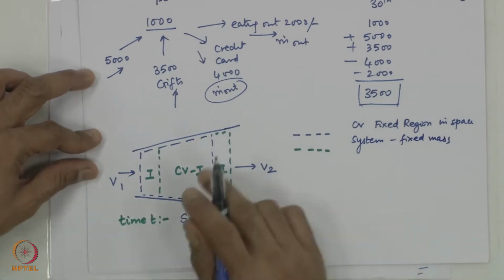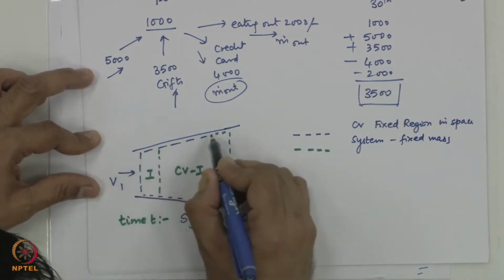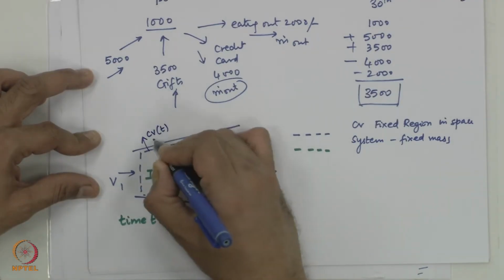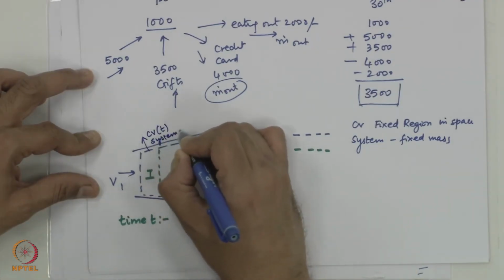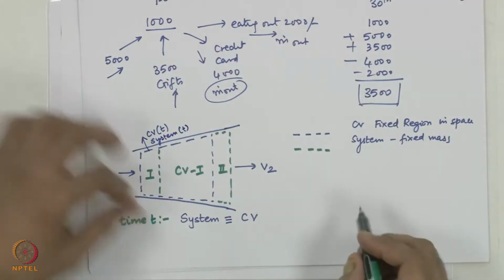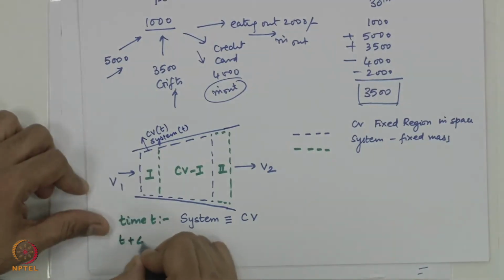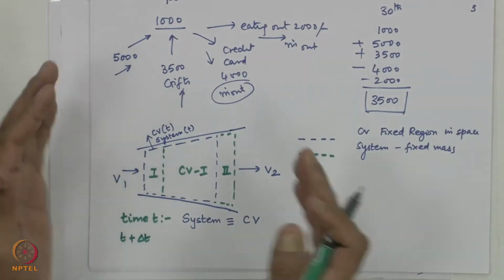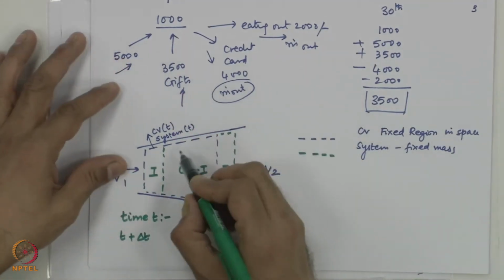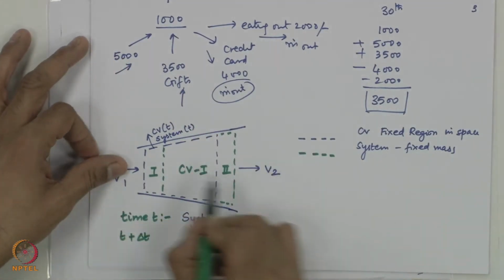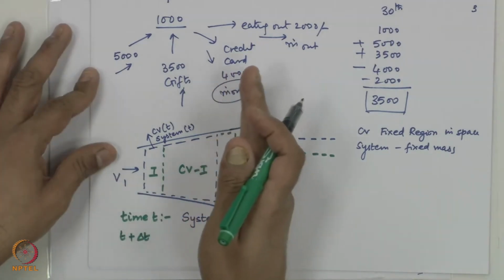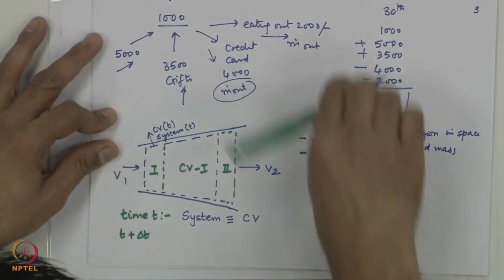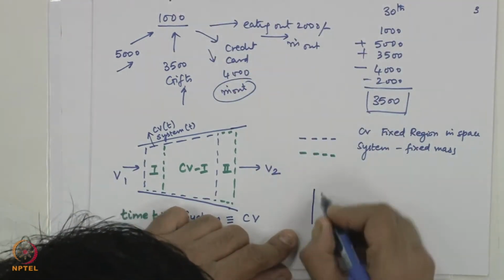So at time t, this is going to be the control volume as well as the system. CV at time t and system at time t. Now at time t plus delta t, this is the new time. At the new time, the flow has taken place and some amount of mass from the original system has left. So let me show this here.